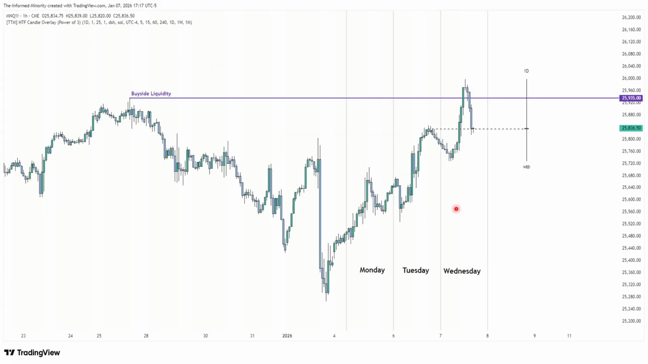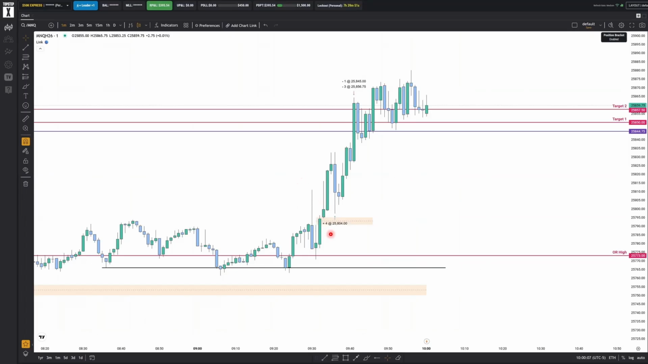Go to the next chart. This fair value gap holds. We end up trading higher and ultimately to this buy side liquidity, which was the target. So that was my bias. That's what I was looking for. Now, why did I take this exact trade? Why did I get in here? I'm going to talk about that.